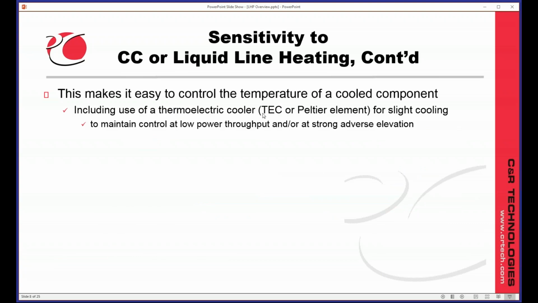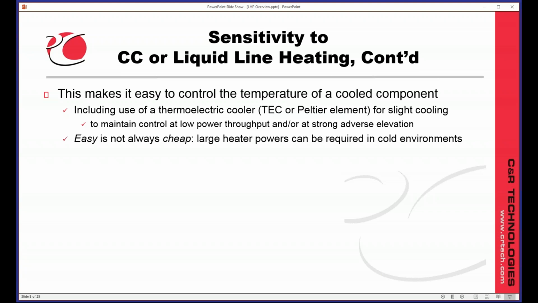And in fact, you can add a little bit of cooling to pull some of the heat off of it, such as a thermoelectric or Peltier element to achieve slight cooling. And we'll talk a little bit more about why you'd want to do that later. But I want to make the point that easy is not necessarily cheap, that it's very easy to apply heat, but you may have to apply a lot of it. And so we'll talk a little bit more about that in a couple of slides, but for right now, it may take a lot of heat to overcome that subcooling in a very cold environment.